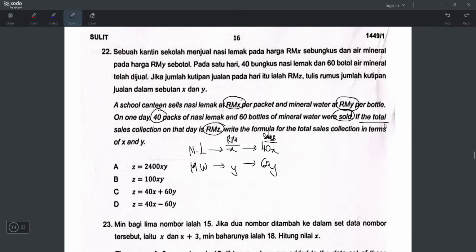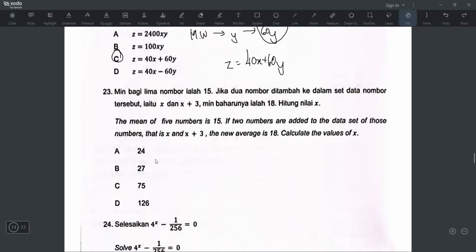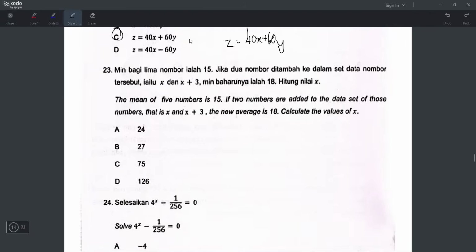Okay, if the total sales collection on that day is Z, so Z represents the total sale, write the formula for the total sale collection in terms of X and Y. So if Z is the total sale, then the total sale will be these two added together, 40X plus 60Y. So the answer is C. Yeah, that's all. This is not that difficult. It's easy.